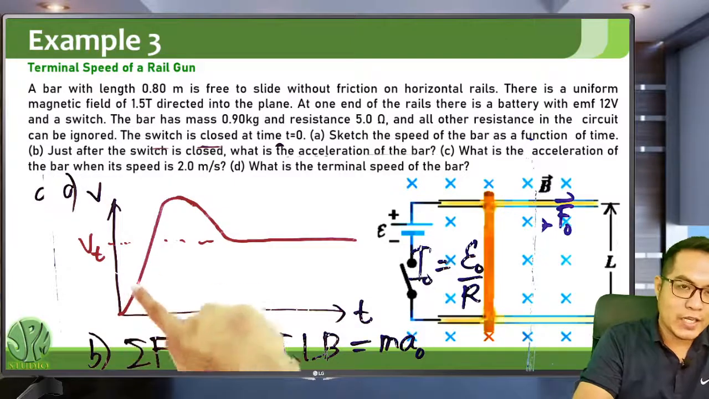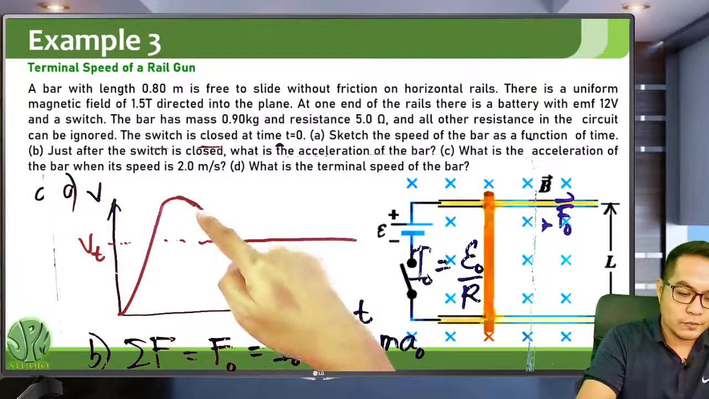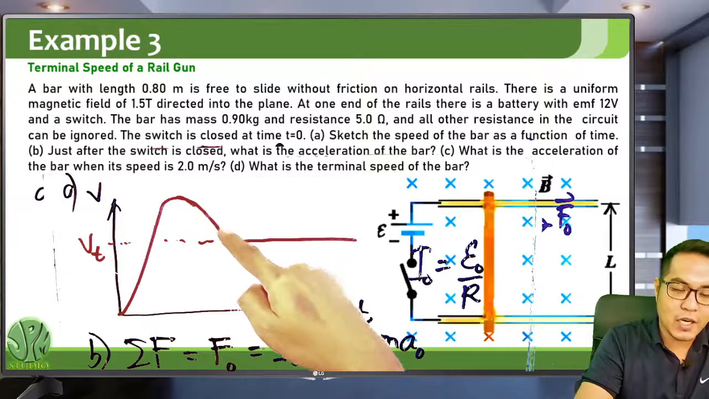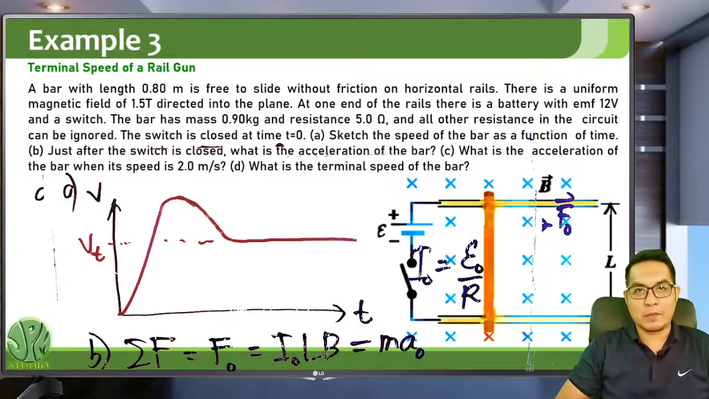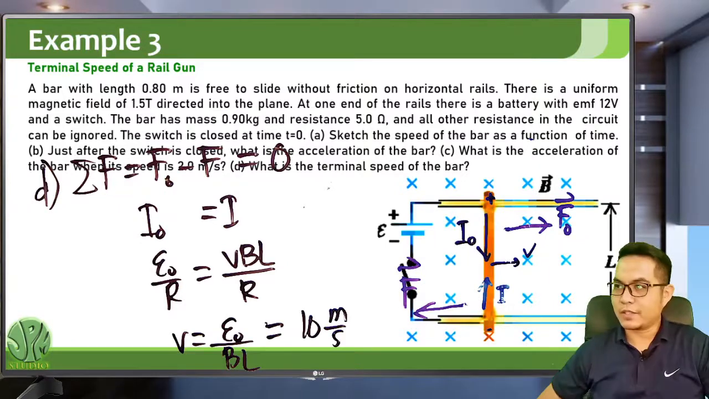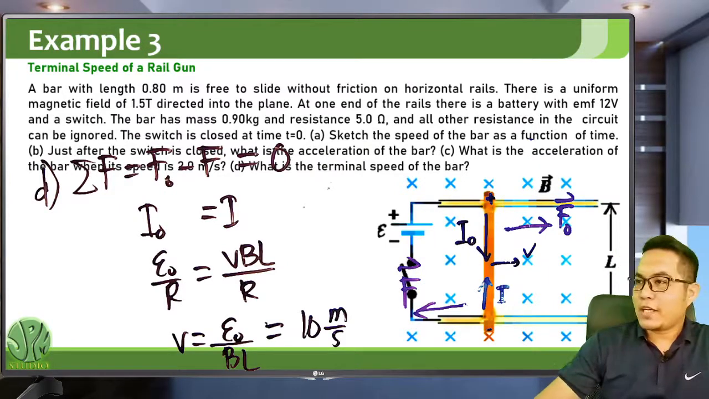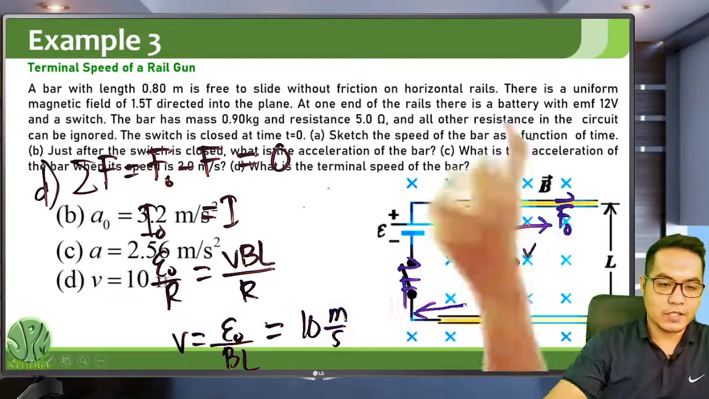Initially it's accelerating, but its acceleration is decreasing until its acceleration becomes 0, meaning constant velocity. So that is the terminal speed. Terminal speed means the final speed, the end speed. Okay, so that is the end of this problem, and basically the end of this lesson.